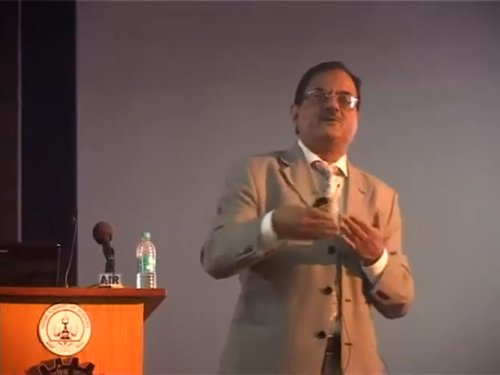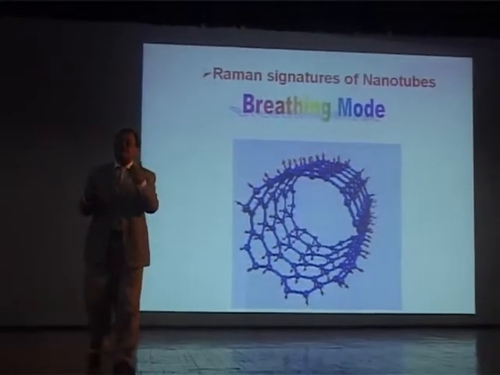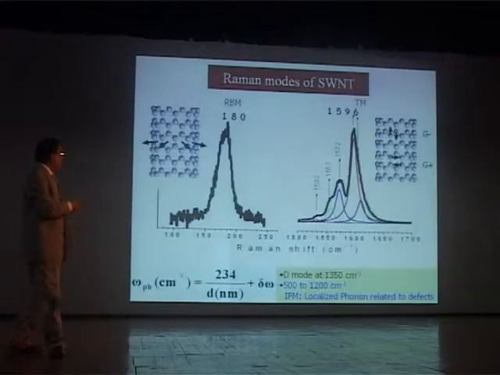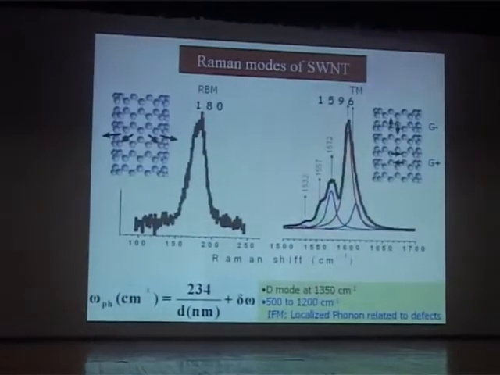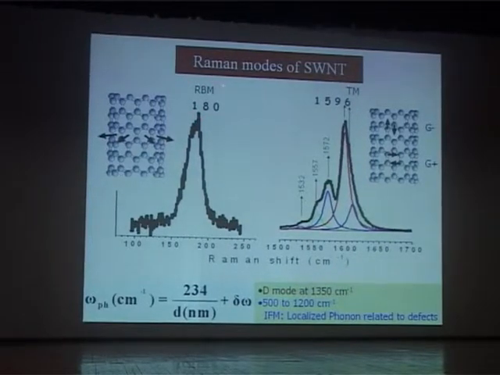And this frequency is characteristic of the diameter of the nanotube. This is so fortunate. So when you make this nanotube, of course you need to characterize it by transmission electron microscopy, atomic force microscopy and so on. But Raman is the most convenient and easy method, because if you record a Raman spectrum, this frequency around 180 wave numbers or so, the radial breathing mode, is inversely proportional to the diameter.